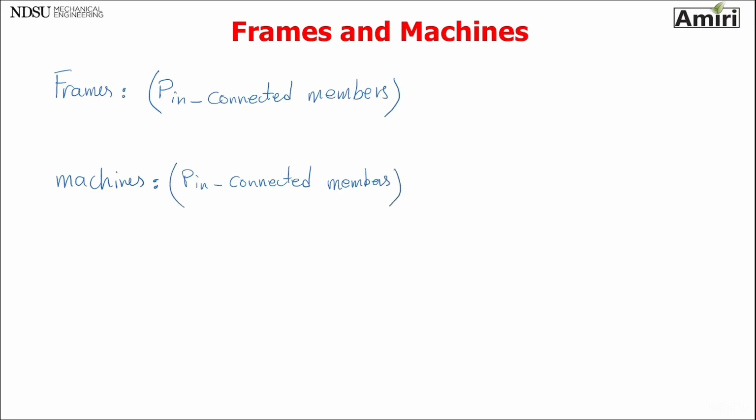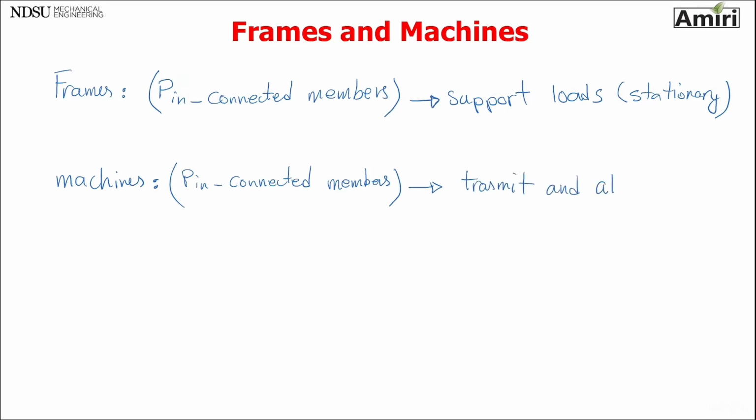Frames are usually used to support loads. Okay, that means they are usually stationary. Machines are used to transfer or transmit and alter the effect of force. Okay, first one is stationary, second one usually has moving parts.